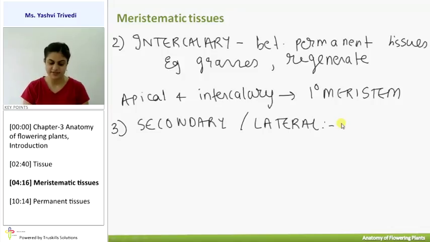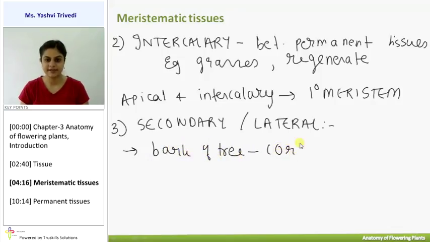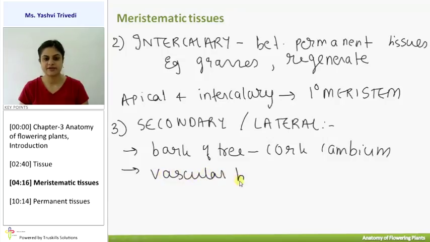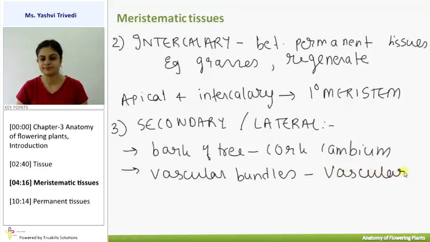Let us see the location of this. This type of meristem is usually present in the bark of a tree, in the form of cork cambium, and it is present in the vascular bundles of the plant. Vascular bundles, you must be knowing, xylem and phloem, are responsible for the transportation of water and food. In that case also secondary meristems are present, which are called vascular cambium. And as I said, both these types of cambium are mainly responsible for the secondary growth of the plant. So this is all about meristematic tissues.